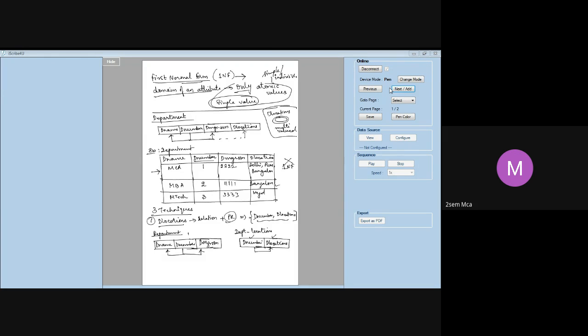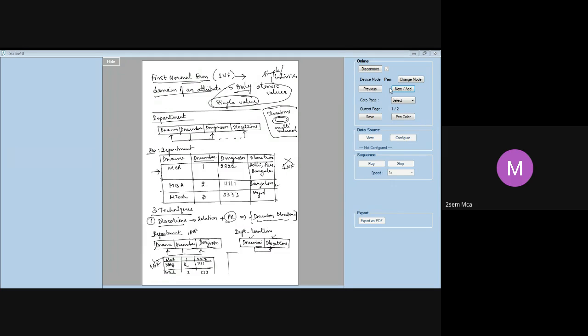Now this table is in first normal form because all are atomic. D name is an atomic value, D number is an atomic value, DMGR SSN is also an atomic value. How will my table look now? If I take these attributes, I will have MCA 1 and then 2, 2, 2, 2. Then I will have MBA 2, 1, 1, 1, 1. Then I have MTech 3, 3, 3, 3, 3. This is how my table will look. This is very much in 1NF.